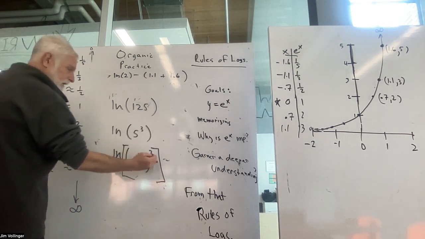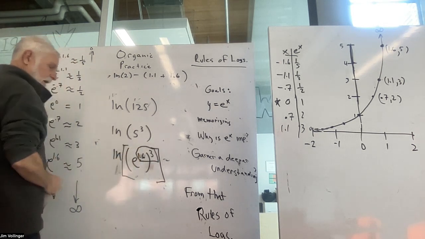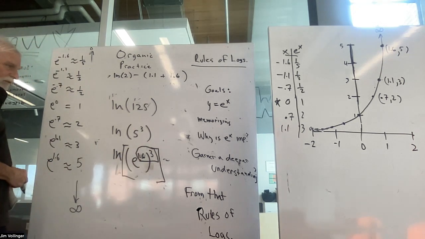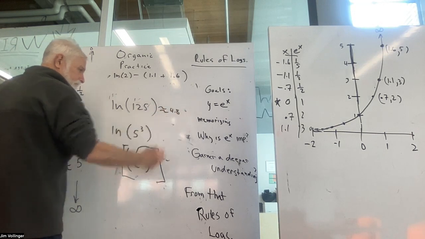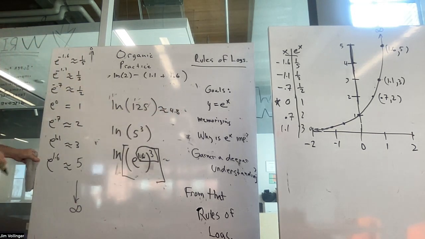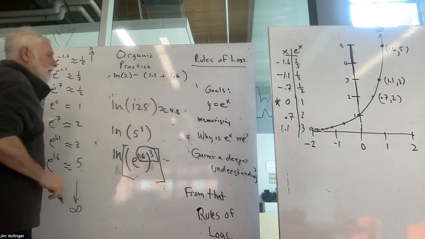I think I can see the exponential activity. I think it's 3 times 1.6, which is approximately 4.8. Okay, so 2.71 to the 4.8 gets me close to 125.